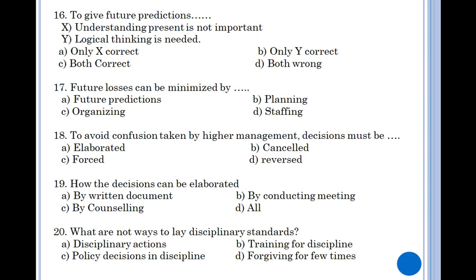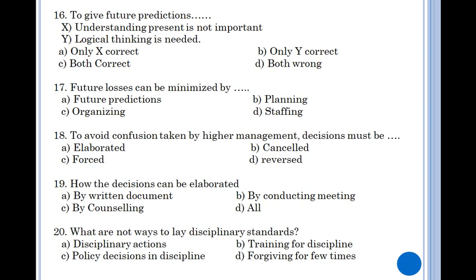Okay. Next, question number 19. How can the decisions be elaborated? Okay, we have four options here. A, by written document; B, by conducting meeting; C, by counseling; and D, all. See, we can elaborate the decision depending on the number of workers we have in the company or in the industry. So the first option is by a written document, when the number of workers is large.